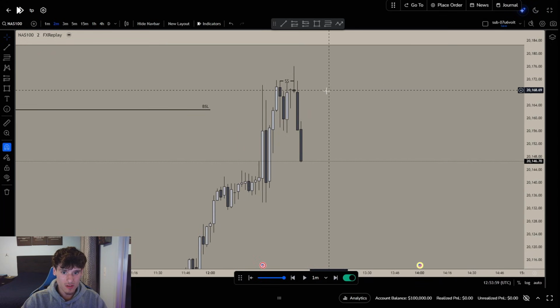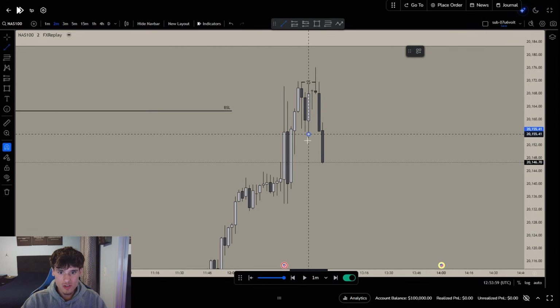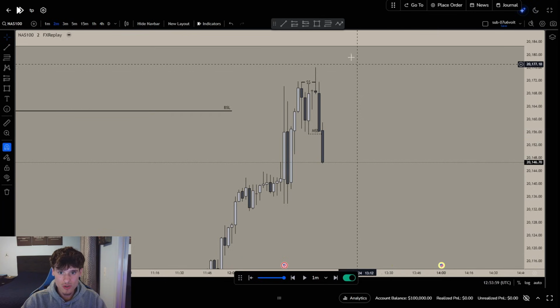But let's go to the 2 minute. What do we see here? Well, a bit cleaner price action. So we have that manipulation as well as this market structure shift.